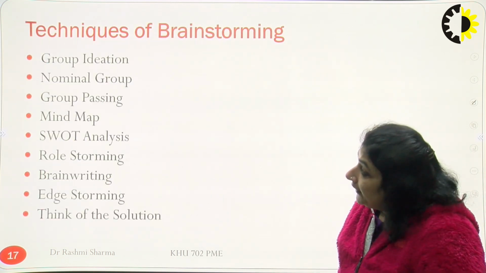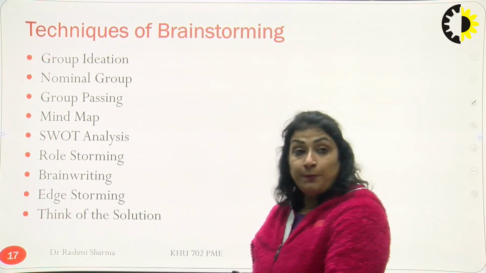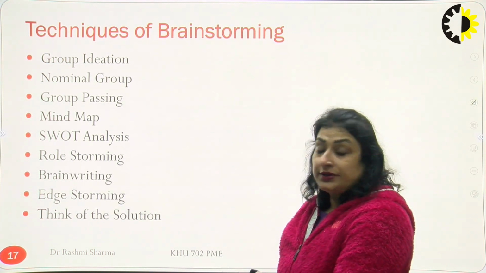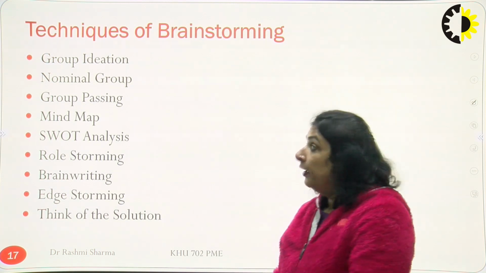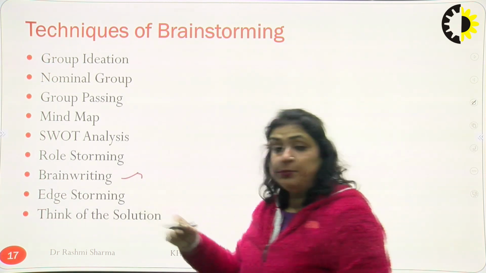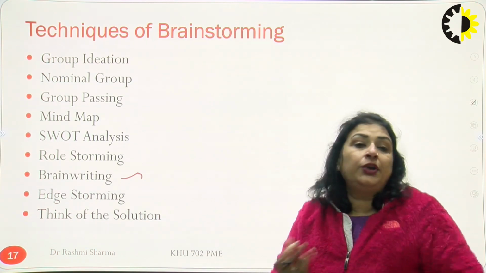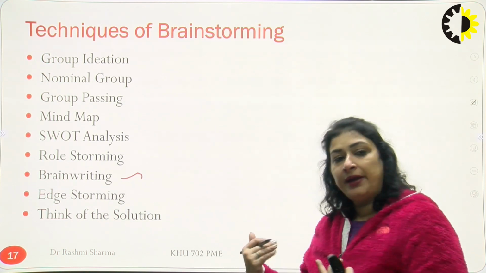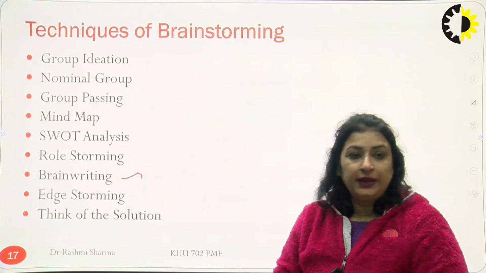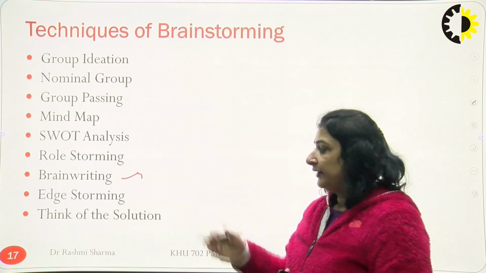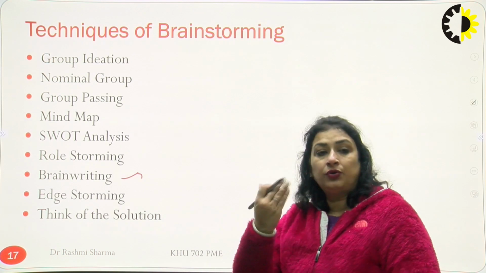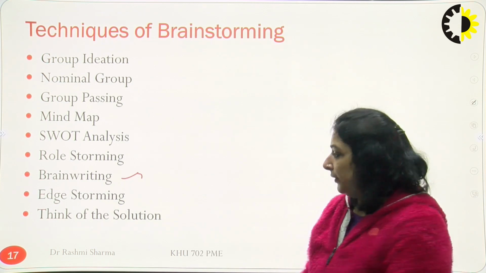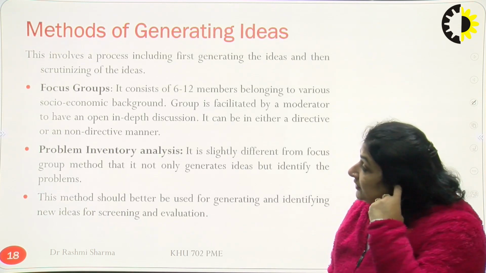The techniques are group ideation, nominal groups, group passing, mind maps, SWOT, that is strengths and weaknesses analysis, role storming, and brainwriting. The difference between brainstorming and brainwriting is that in brainstorming we discuss, physically talking to another person. In brainwriting I write a mail and give a suggestion, then I get a reply in the form of a mail, and the chain of mails goes on. In role storming we are verbally communicating with each other; here we are doing it in written format. So think of the solution. These are some of the methods.